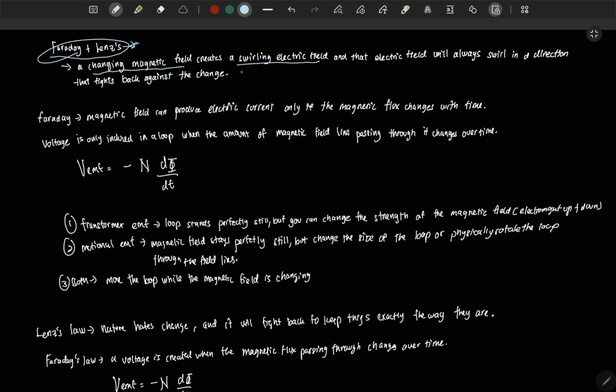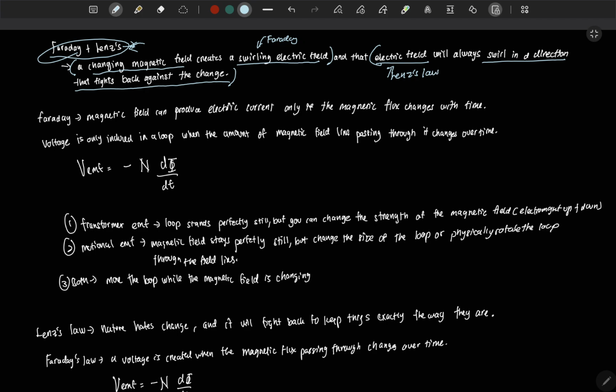Now the changing magnetic field creates a swirling electric field, and that electric field will always curl in a direction that fights back against the change. This is what Faraday and Lenz try to say together. For the Faraday part, a changing magnetic field creates an electric field. The electric field will always swirl in a direction that fights against the change. So this is Faraday's law and this is Lenz's law.